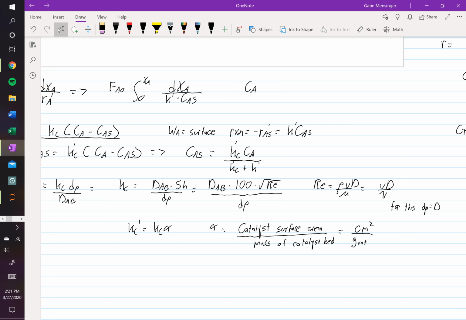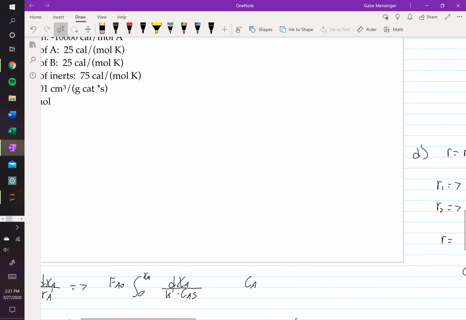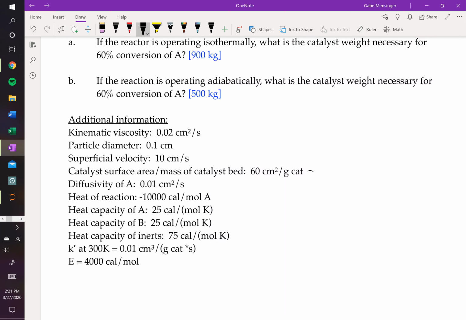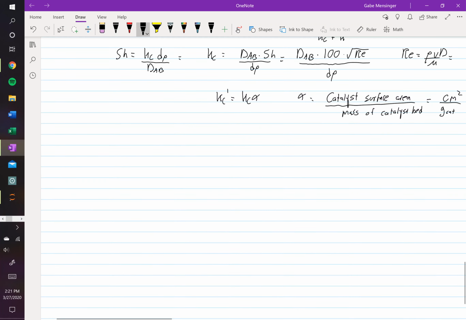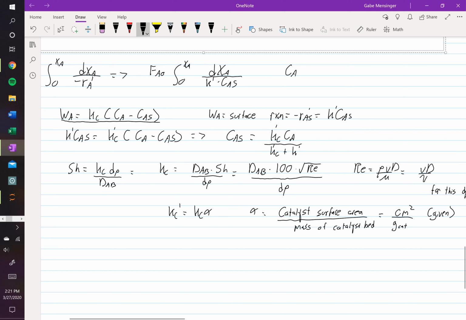So for this problem, alpha is given. And right here. So once you go and find Kc based off of your diffusivity, Reynolds number, and particle diameter, you can multiply that by that alpha to get Kc prime, which is actually what you're going to want to use. So great, we now have Kc prime.